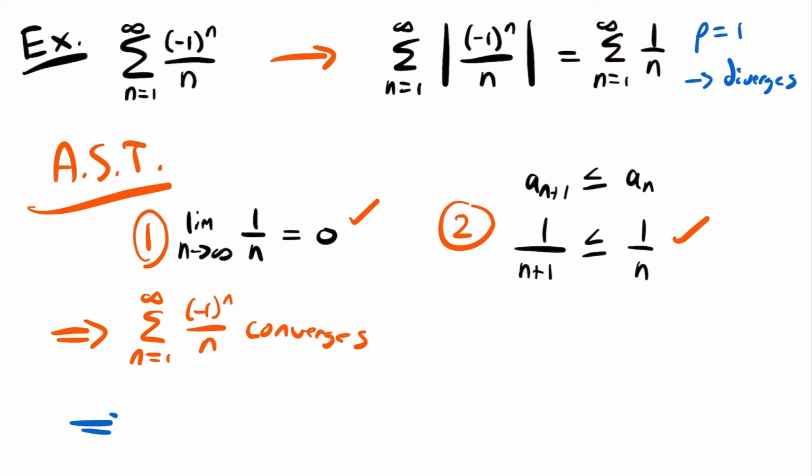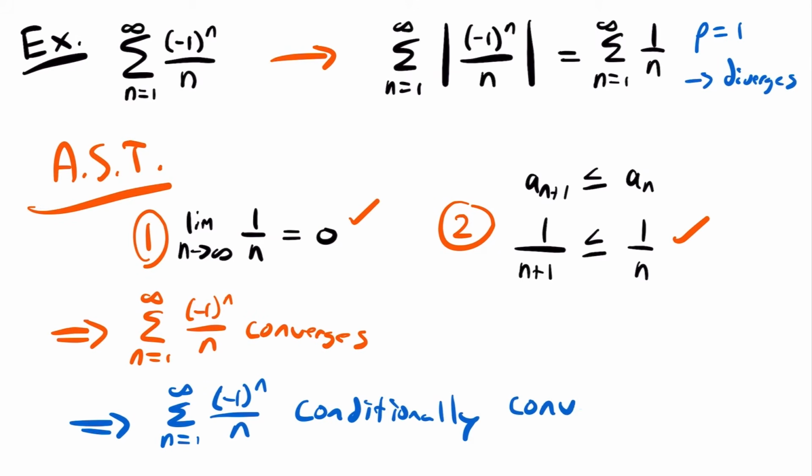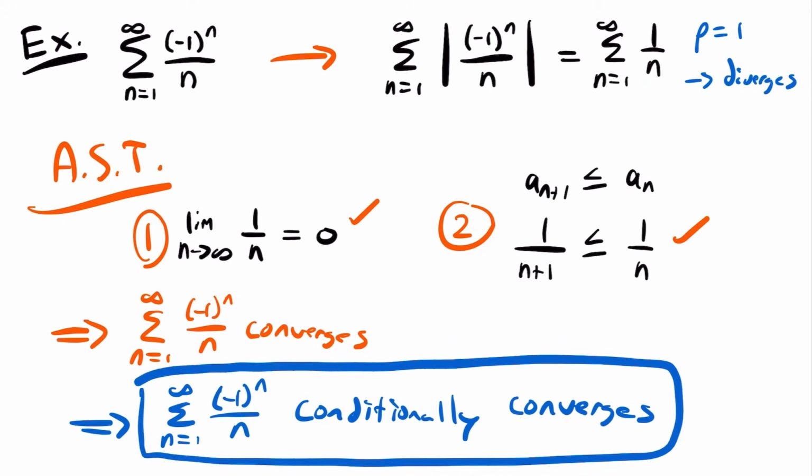And so our final conclusion here is that the sum from n equals 1 to infinity of negative 1 to the power of n divided by n conditionally converges. Okay, so yes, it does converge when its terms are both positive and negative, but when all of the terms are just positive, it diverges, and so it is conditionally convergent. And so that is a weaker type of convergence compared to absolute convergence, which is the strongest type of convergence.